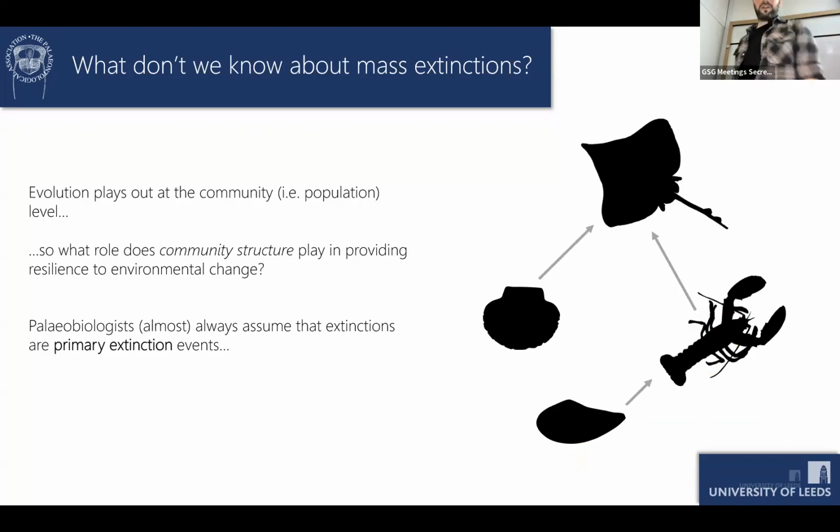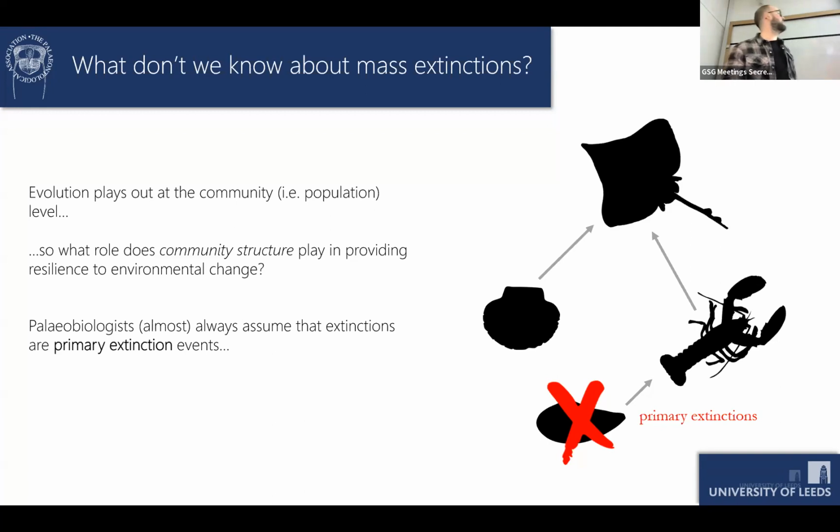However, ecological theory dictates that these things weren't living in isolation. They were all interacting with each other within a community. So another plausible scenario for that extinction event would be that maybe only the clam goes extinct as a primary extinction, maybe in response to falling oxygen levels on the seabed.